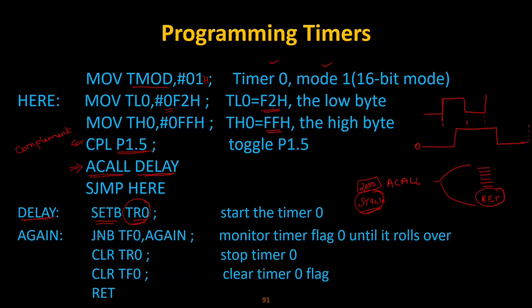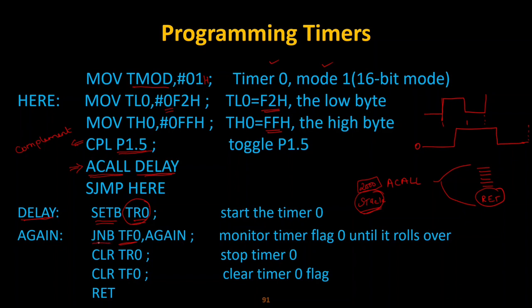So JNB TF0. What is TF0? It is an overflow flag. Whenever the timer is completed, it is going to have its overflow. Till that time, it is going to have the value of 0. So I have to monitor whenever it is getting completed, right? It is going to start its count from the value FFF2, so that whenever FFFF is reached, this TF0 is going to have the value of 1.